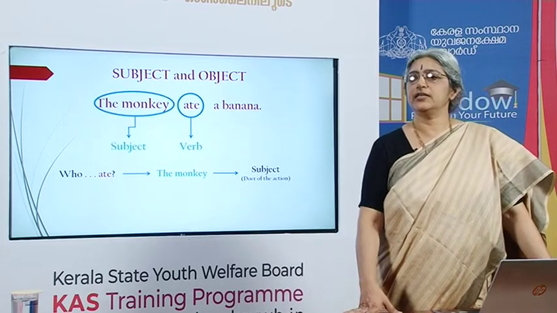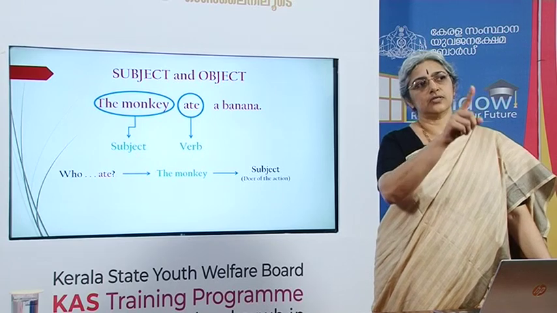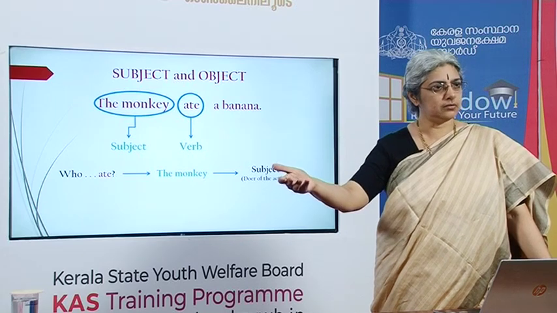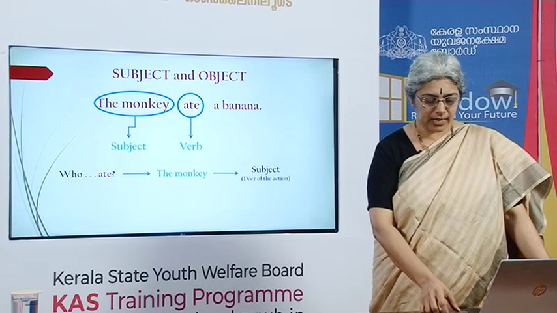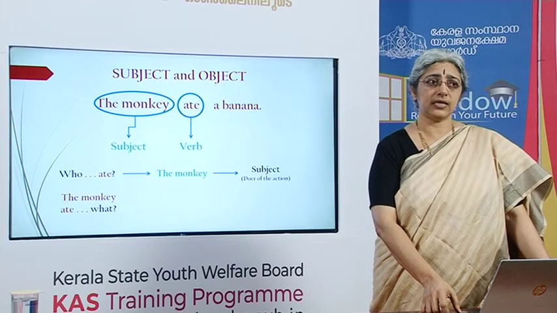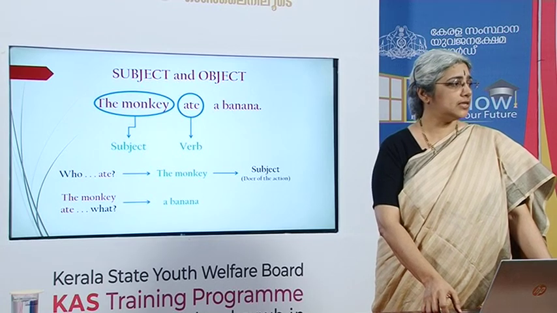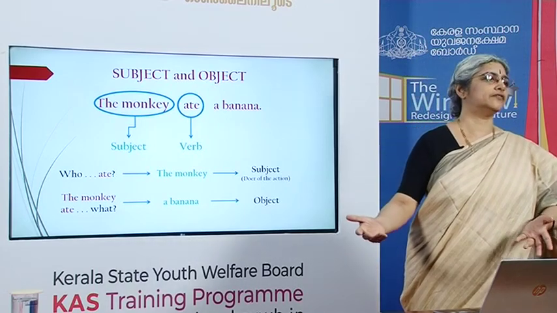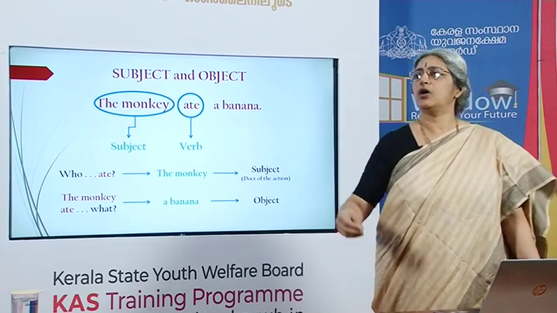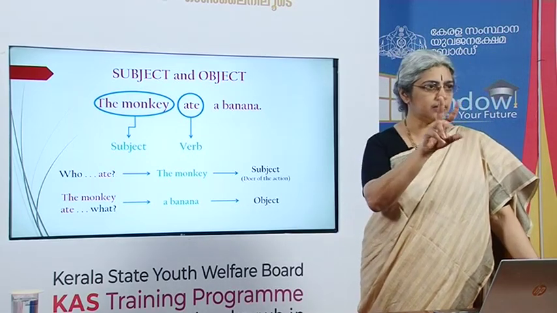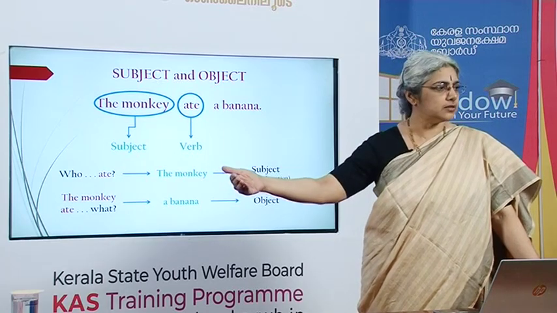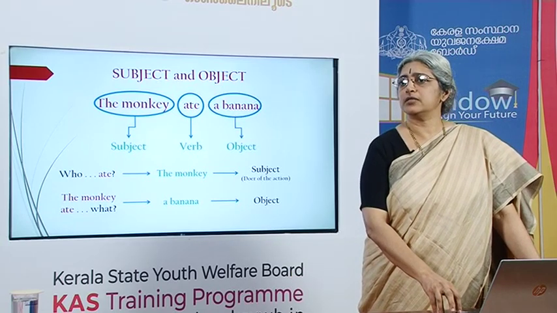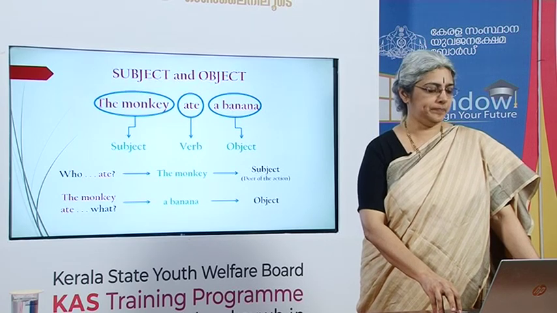Now, the question is, how do we identify the object? So, we run the subject and the verb together. The subject is the monkey, then we have the verb, we run the two together, the monkey ate, and then we ask a very significant question, the monkey ate what? We get a proper sensible answer, and that is a banana. So, that is the object. This is called a direct object. You ask the question what to a verb after running the subject and the verb together. If you get a sensible answer, that answer becomes the direct object. So, this is how we go about identifying the subject and the object. Simple, isn't it?